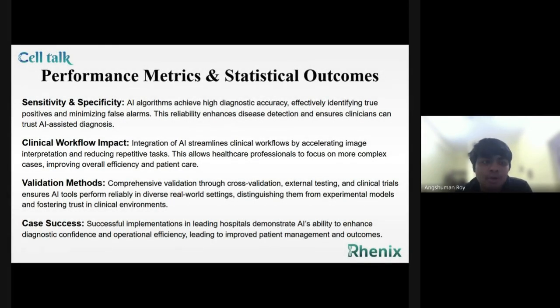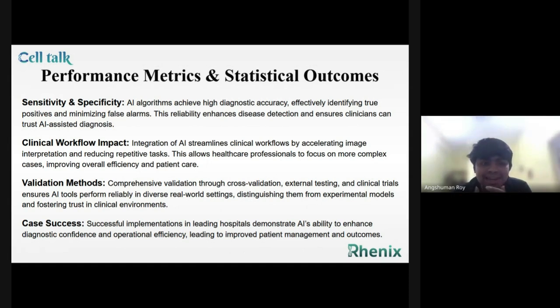Now, evaluating the performance metrics and statistical outcomes of AI-assisted image processing is critical to understanding its efficacy and its reliability. First, let's start with sensitivity and specificity. AI algorithms achieve high diagnostic accuracy by effectively identifying true positives and minimizing false alarms. This reliability enhances disease detection and ensures clinicians can trust AI-assisted diagnostics.